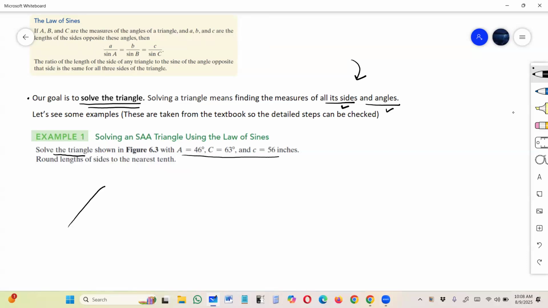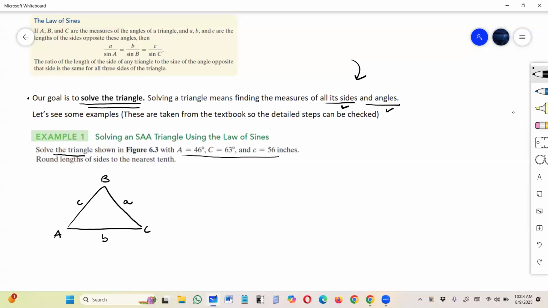So I'm going to draw a triangle. It doesn't have to be representative of the information, but somewhat so that you can visualize where you are. And it doesn't matter which angle is A, B, or C. So I'm going to label this A, this B, and this C, which means that the side opposite to angle A is a, the side opposite to angle C is c, and the side opposite to angle B is small b.